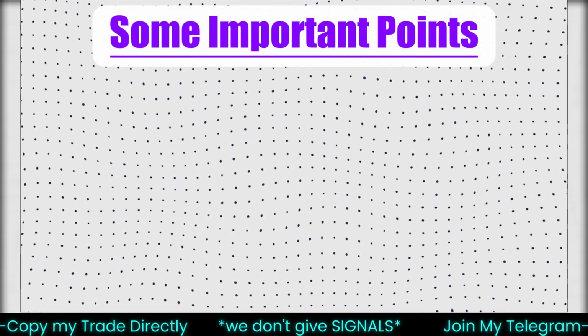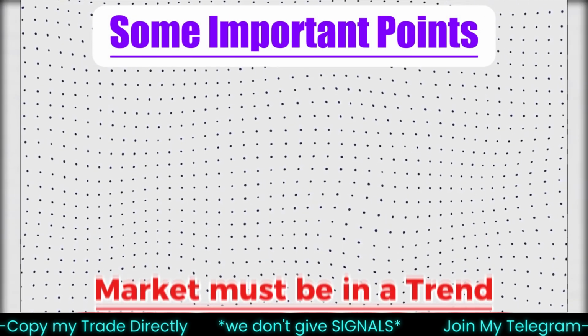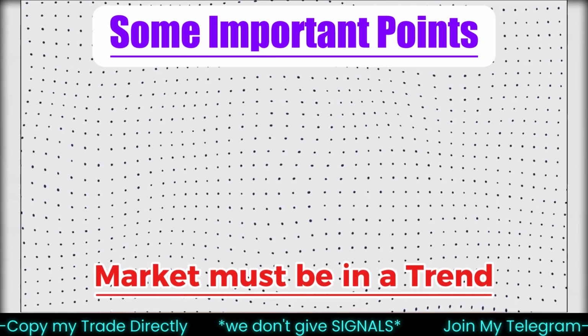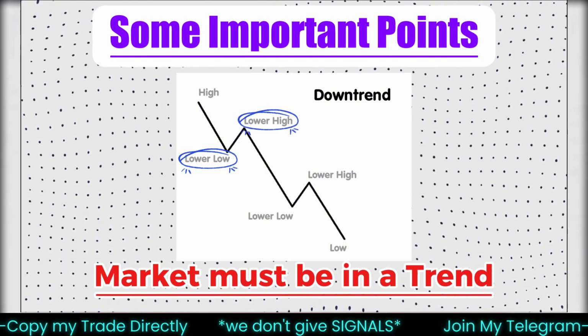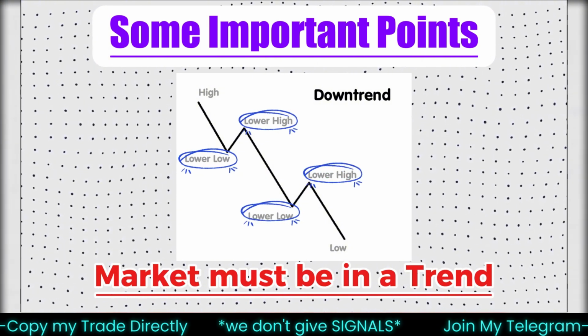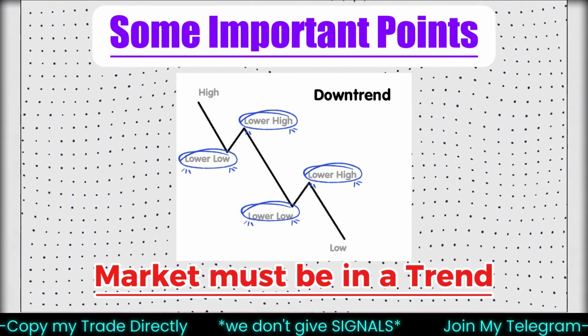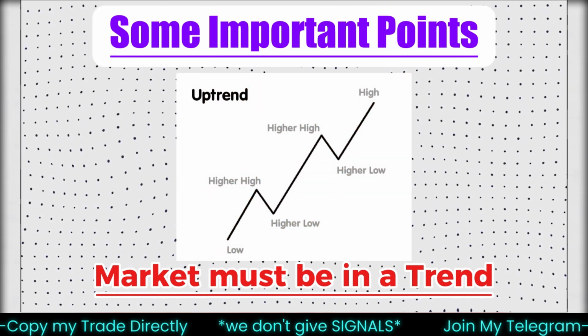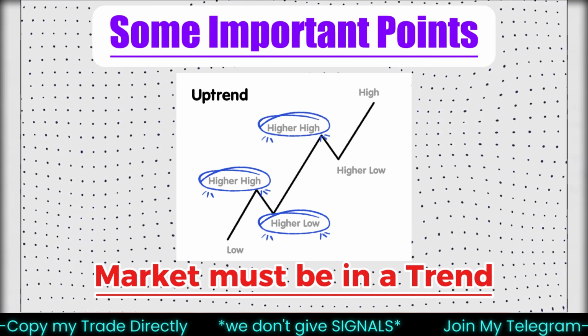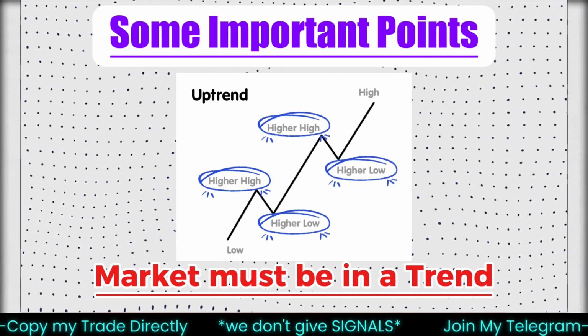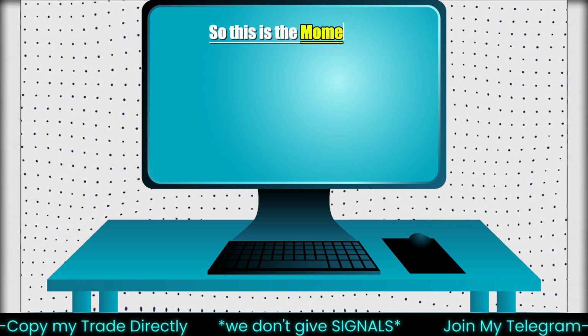Now before we start, let me clear up some points. First thing is the market must be in a trend. Meaning if the market is in a downtrend, then the market will form lower lows and lower highs, and again lower lows and lower highs like this, and only then will we take a down entry. And if the market is in an uptrend, then the market will make higher highs and higher lows, and again higher highs and higher lows. So we'll take an up entry. So this is the momentum of the market.